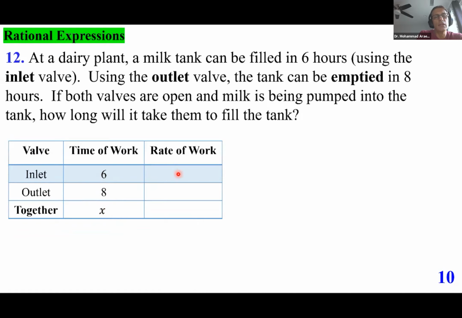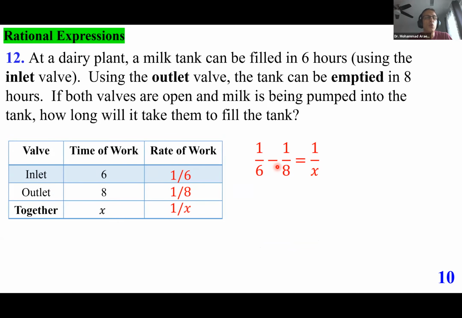The rate for each case is the reciprocal. So this is 1/6, this is 1/8, this is 1/x. Now, what's interesting here is, in this case, the inlet is adding milk, but the outlet is taking out. Therefore, they are working against each other. Instead of saying 1/6 plus 1/8, you have to say 1/6 minus 1/8. So pay attention to this and why we are using negative. They are working against each other.